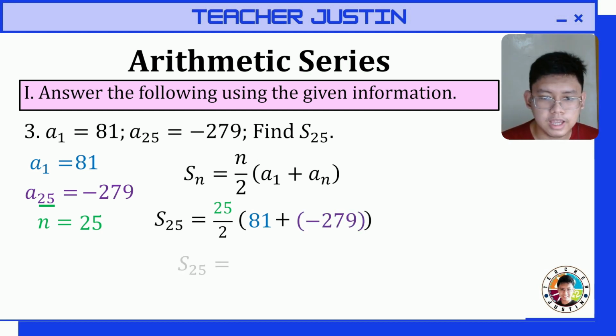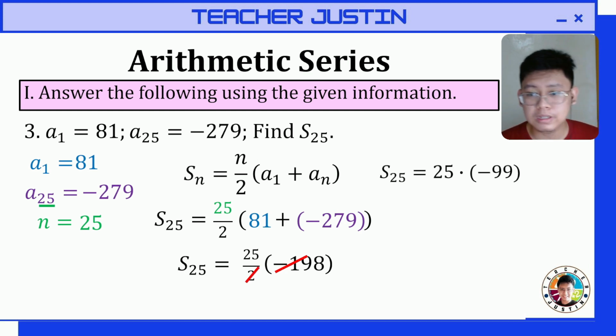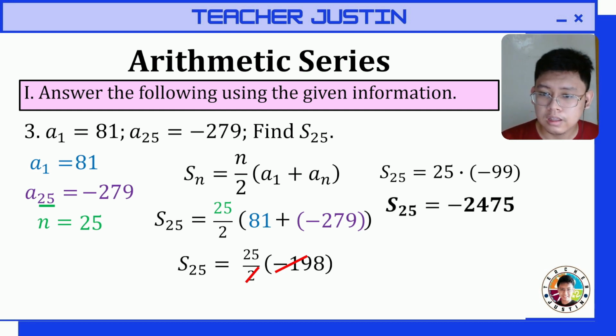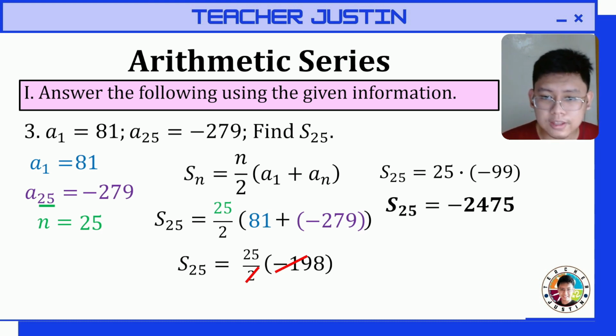So, let's simplify. That will give us S sub 25 is equal to 25 over 2 times negative 198. Now, we can divide negative 198 by 2. That will give us negative 99. So, 25 times negative 99 will give us negative 2,475. And that will be the sum of the first 25 terms of this arithmetic sequence. And that's it. Ta-da!